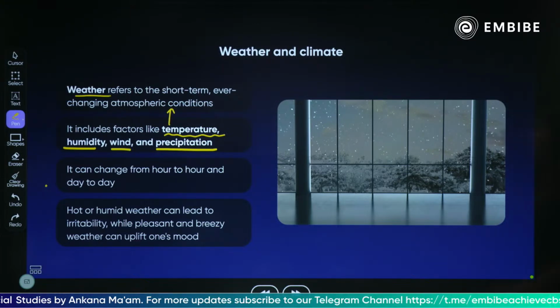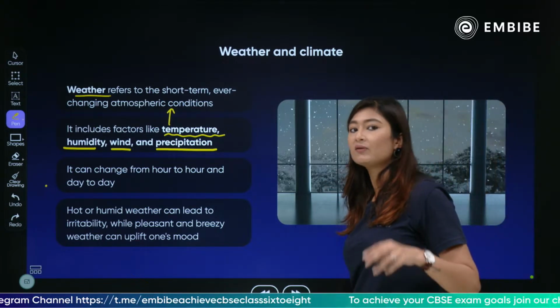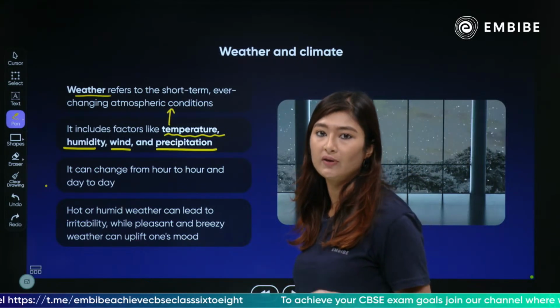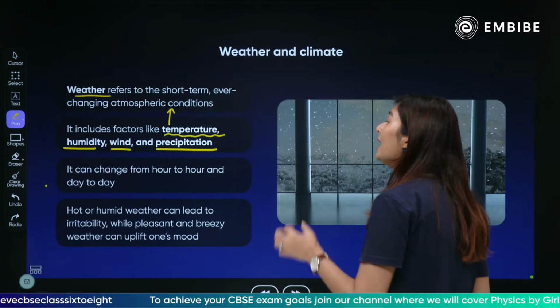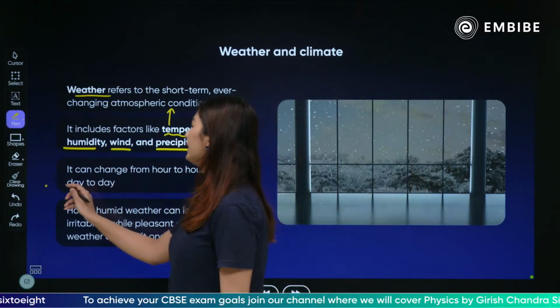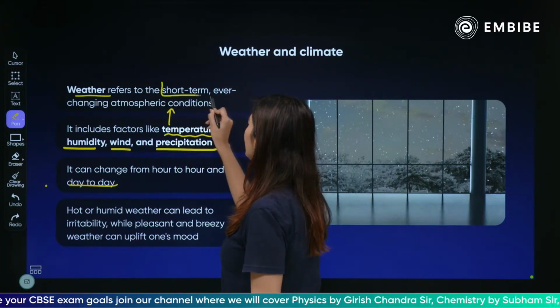Now another thing that we have to understand is weather can keep changing through the day because again, as I said, it may not be raining in the morning but it starts raining in the evening, which means there has been a certain shift in the weather. इसका मतलब क्या हुआ? Weather में थोड़ा सा बदलाव जो है वो आ चुका है. It can change from hour to hour or day to day. What you have to focus over here is that it is a short term thing.